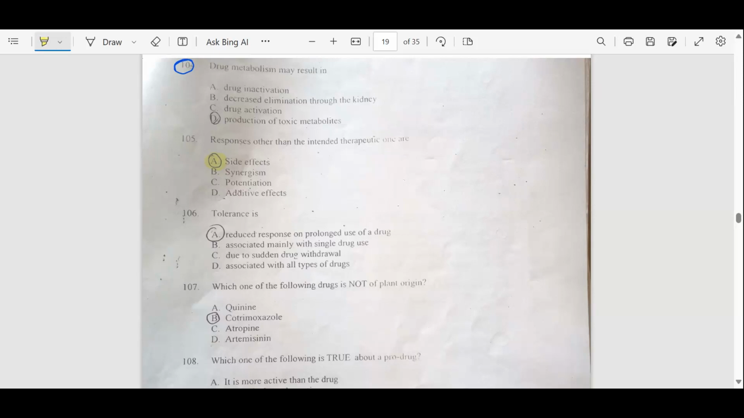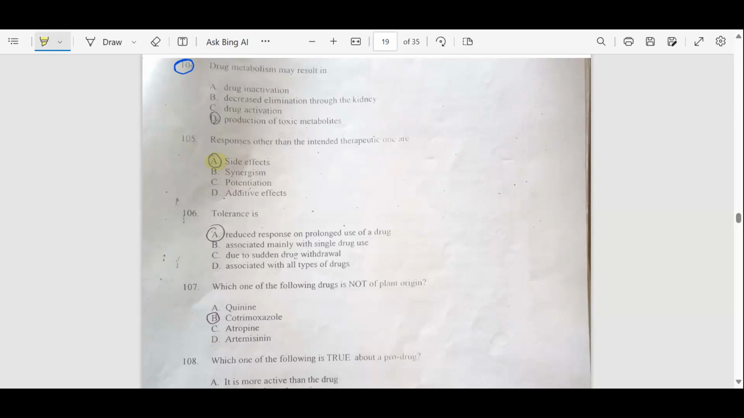So for 105, the answer is A. For potentiation, I would say it's when one drug does not elicit a response on its own, but enhances the response of another drug. So we have a drug A that does not elicit any response, but it's used to enhance the response of drug B. Okay.